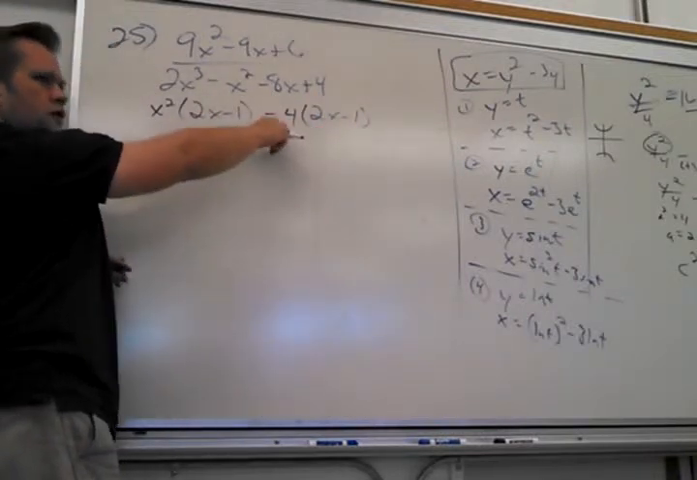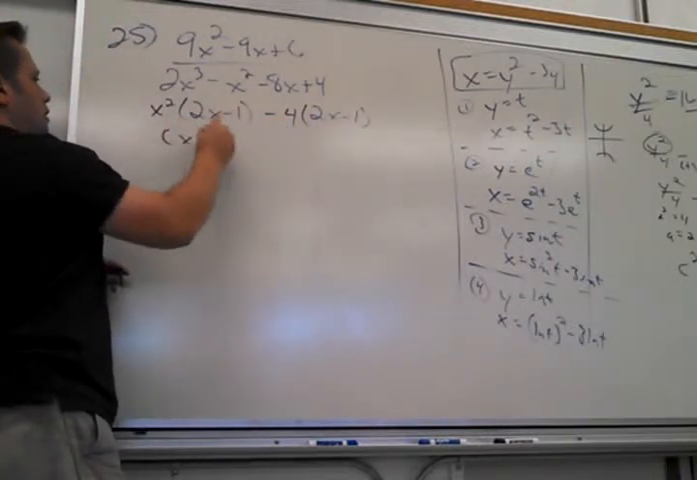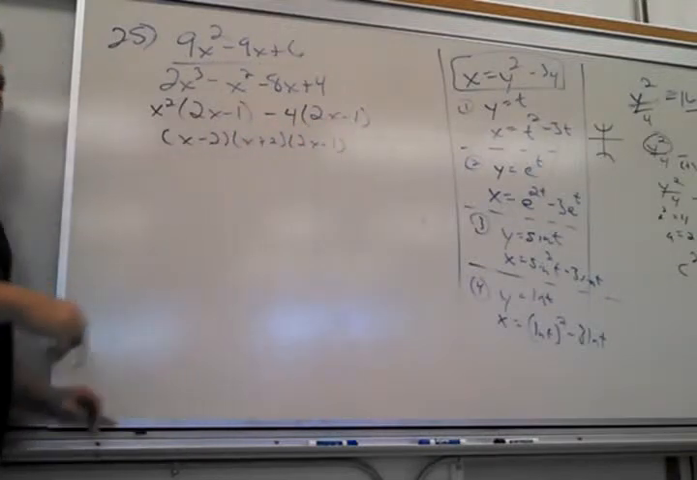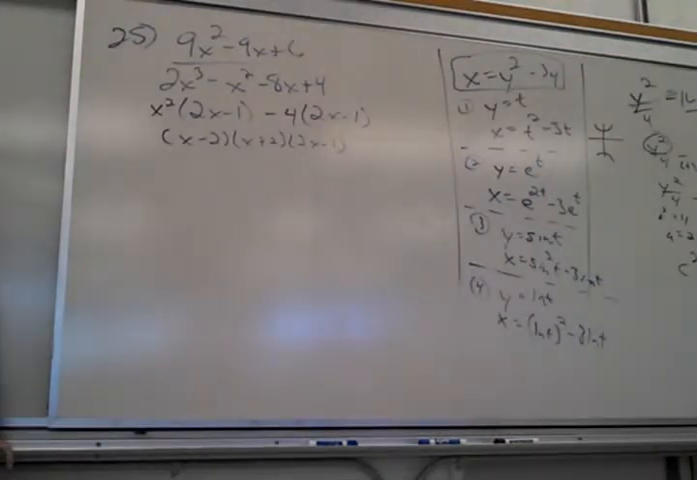I think, or no, you got yours in there. I skipped a step. You're good. That's x minus 2, x plus 2, and then 2x minus 1. Yeah. So this isn't as bad as it could be, right?